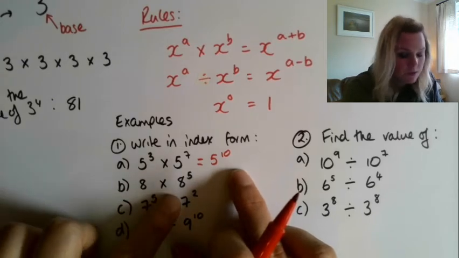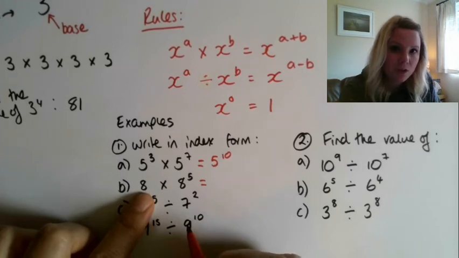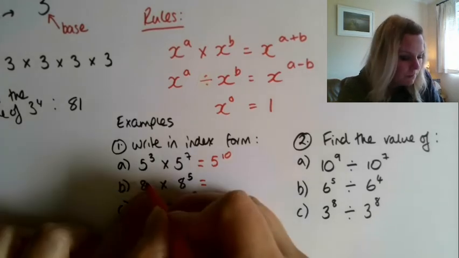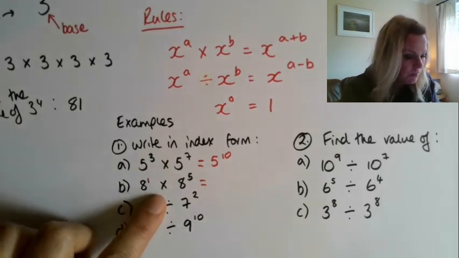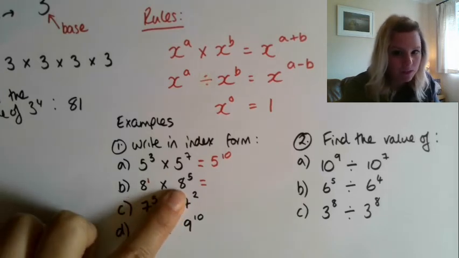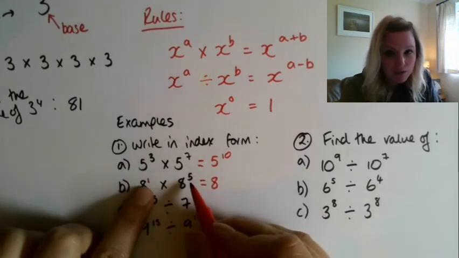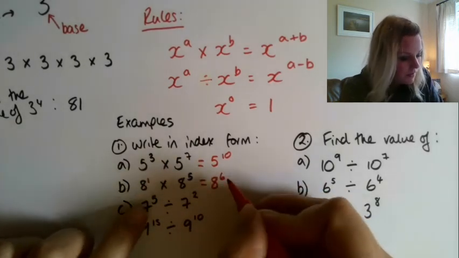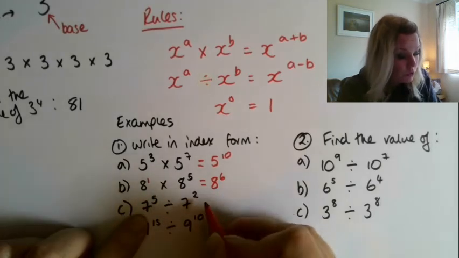B, 8 multiplied by 8 to the power of 5. If there's a number like this which doesn't have a power written on it, that really means 8 to the power of 1. That's just one of those things that we don't tend to write on. So 8 multiplied by 8 to the power of 5 is really 8 to the power of 1 multiplied by 8 to the power of 5. So the base number stays the same, and then we just add the powers together. So that is 8 to the power of 6.